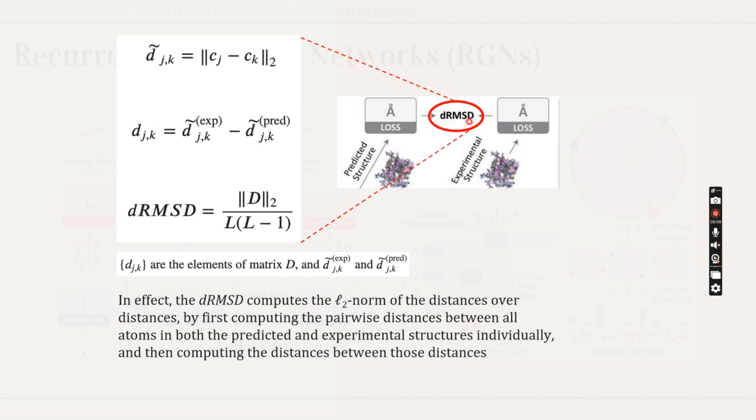So let's talk about DRMSD. This is a loss function. It will also be used as a metric. At a higher level, you can think of it as the average distance between the predicted structure and the experimental structure. How exactly is it calculated? You can see c_j and c_k. It is the pairwise L2 distance within a given protein structure. So this is the pairwise L2 distance.